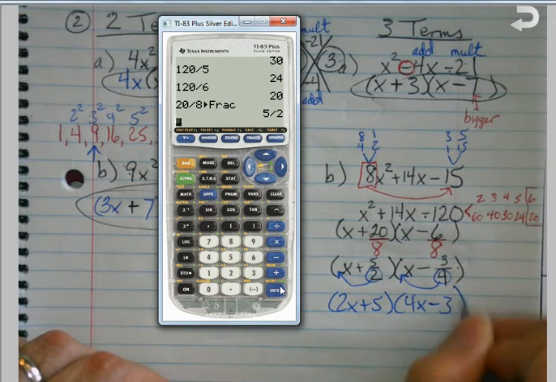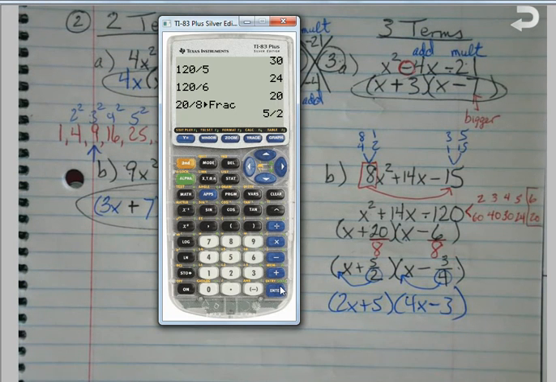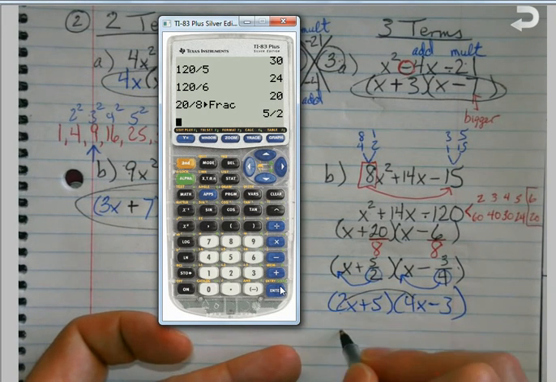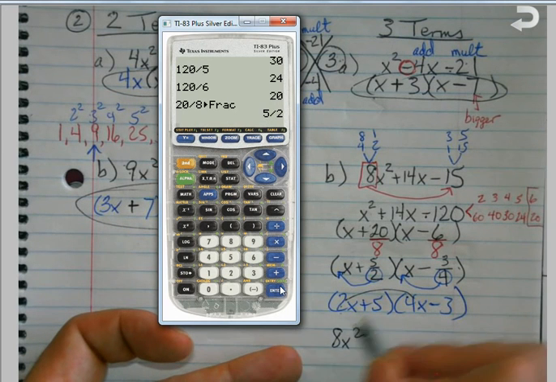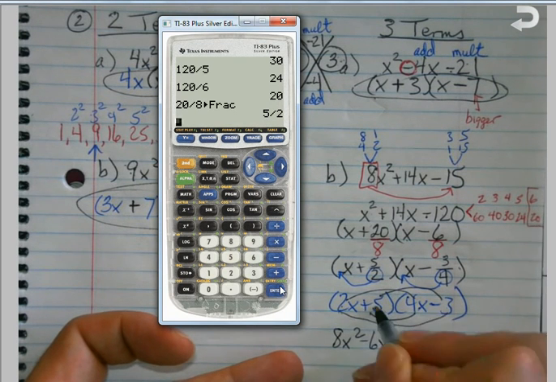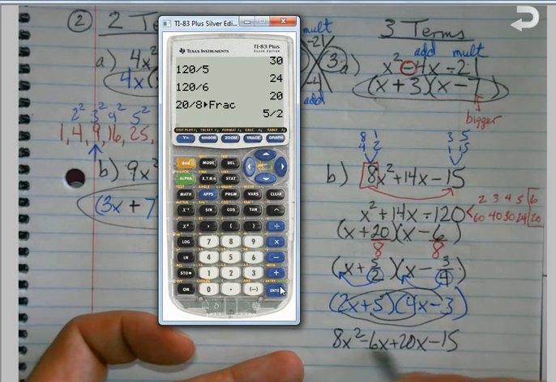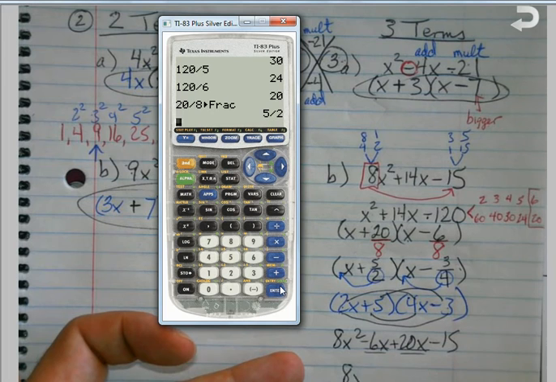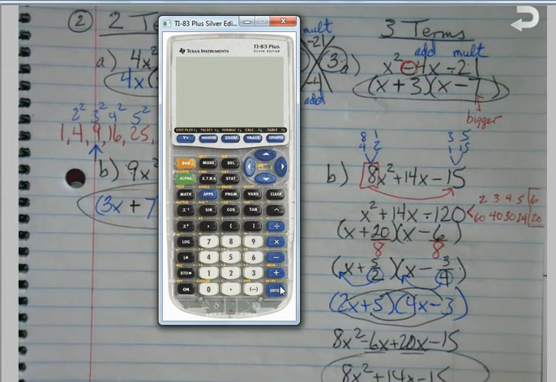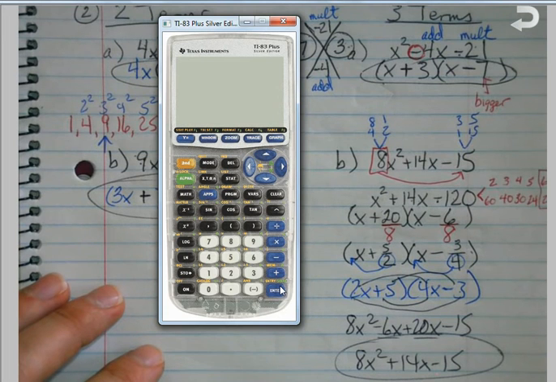And when I was talking before about FOILing out your answer to see if it works, I mean that because every single one of these, you can make sure your answer's right. If I start to do FOIL, okay, so 2 times 4 would be 8x squared. That'd be negative 6x plus 20x and negative 15. Combine my like terms in the middle. And I get the same thing back that I had in the original problem.